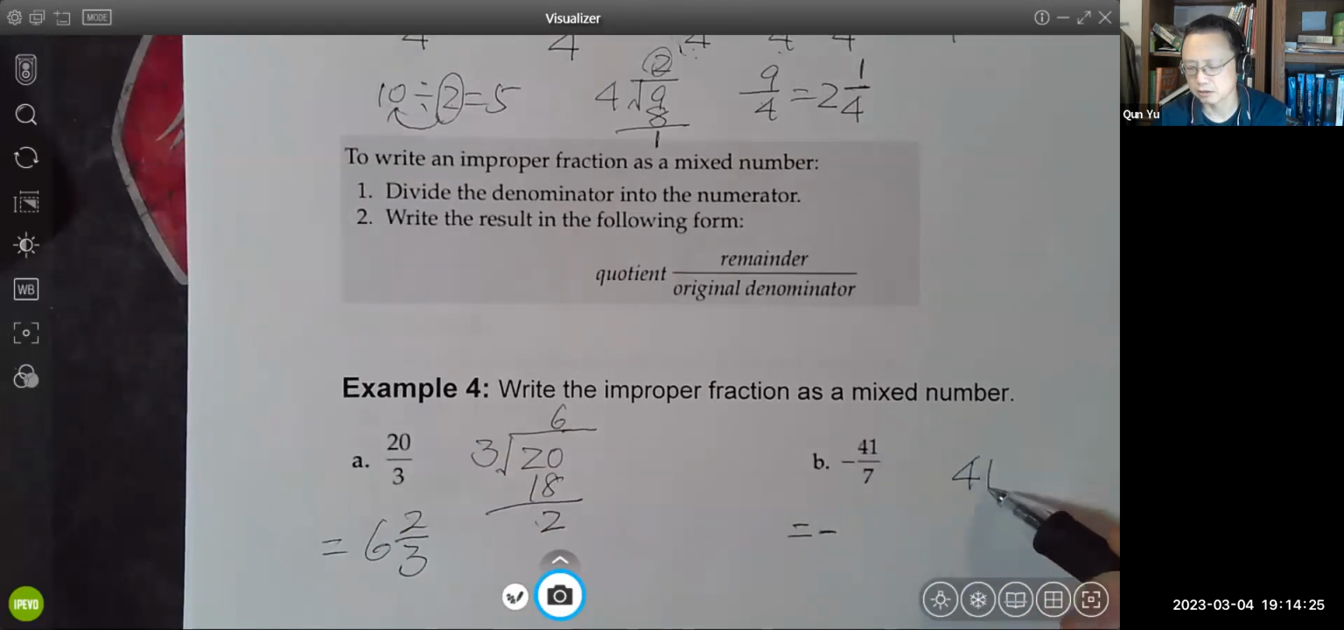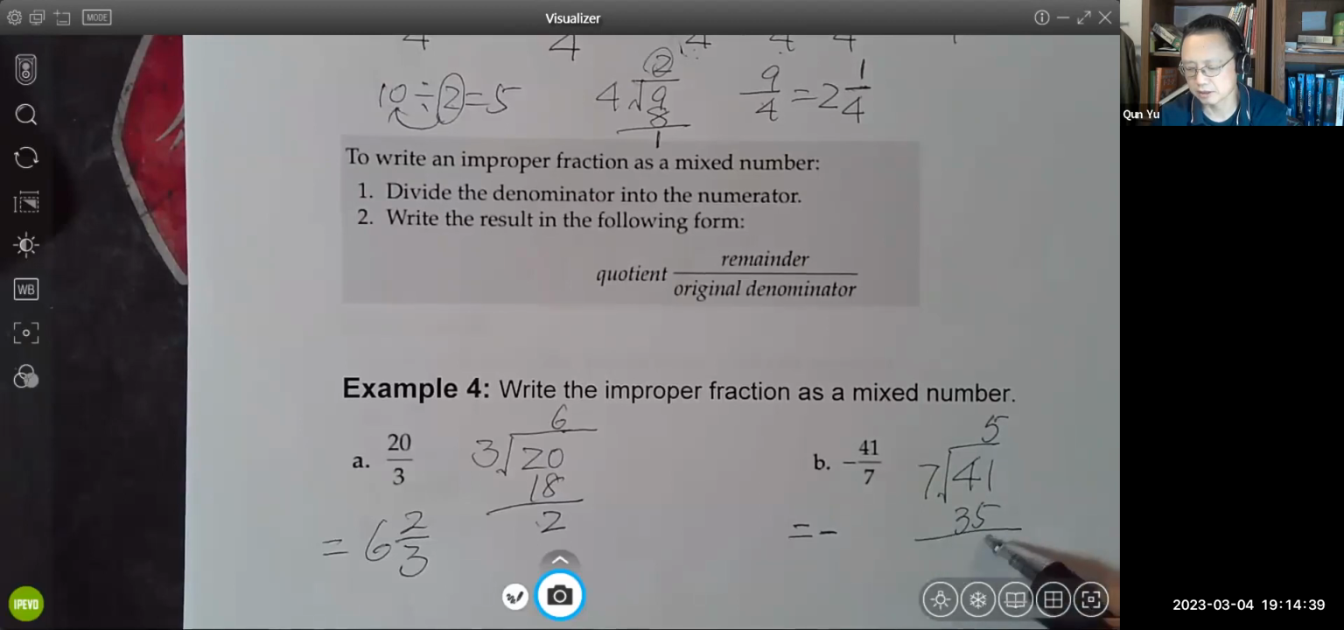We do division using 41 divided by 7. Everybody learned the multiplication table, right? 6 times 7 is 42, it's too big. So that's 5. 5 times 7 is 35. Remainder is 6. Now our answer is 5, and put this divisor on the bottom, remainder on the top.